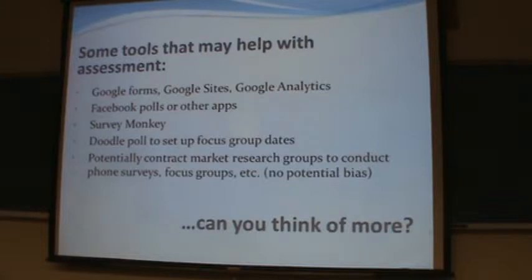You could also, if there is any concern about potential bias on the part of the library staff conducting the assessment, potentially contract market research groups to conduct these phone surveys, focus groups, whatever it is. When my library went for the referendum, we contracted out because we just wanted it to be super clear. We had no motivation to turn people's minds one certain way or the other. We wanted people to feel comfortable answering however they wanted to answer. So that's a choice that we made.